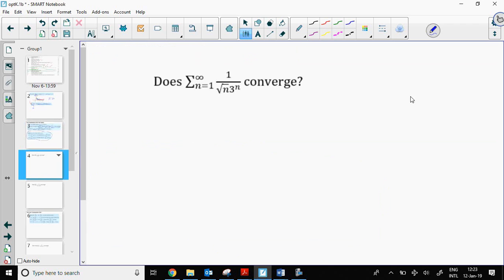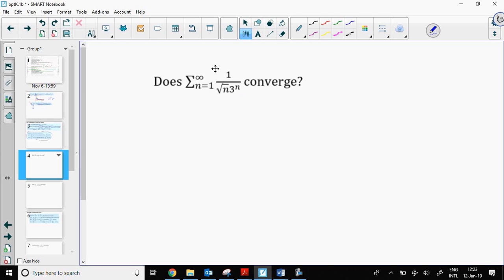First thing I'm going to check, nth term test. As n approaches infinity, yeah, this sequence does approach 0, so can't use that one. Is it geometric? No, it is not geometric. While I do have 3 to the power of n, that would be geometric. The square root of n is going to screw that up, so can't use that.